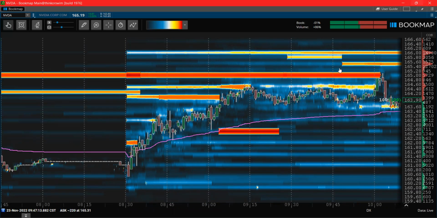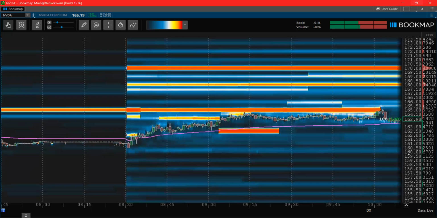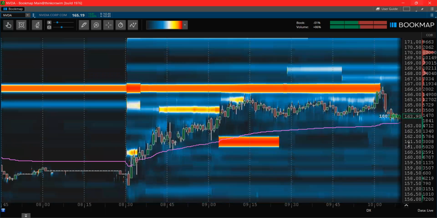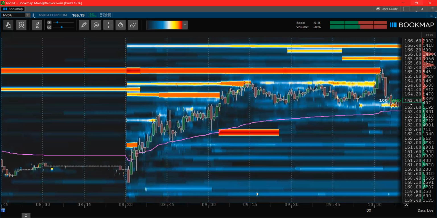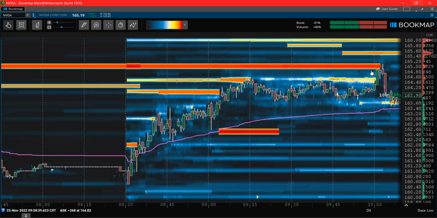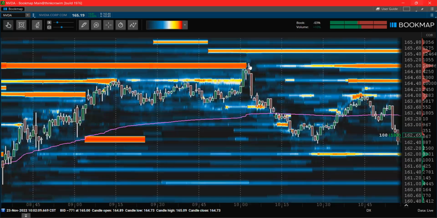But again, all the major liquidity is still up here, and they haven't got to 165, by far the biggest major level of liquidity around that area. So finally it comes down, and then they push back up to it. There they go, they got it. And what do they do? They absorb it.